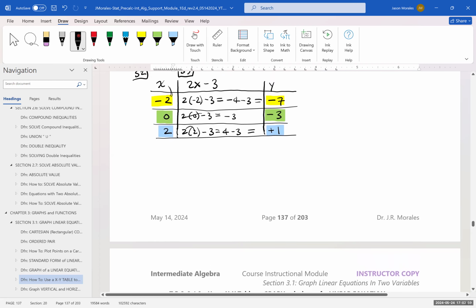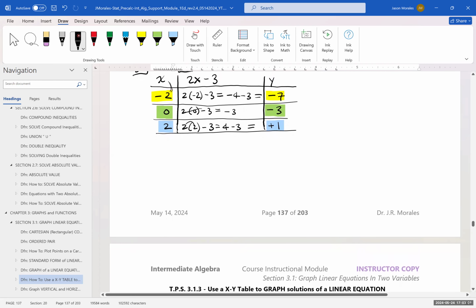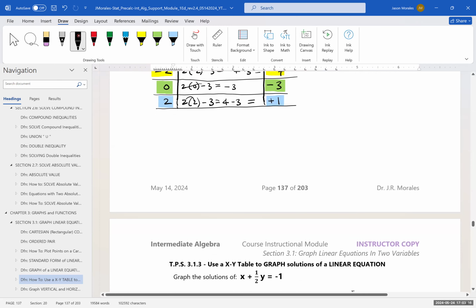But in my solution that I'm going to show you, I set up my XY table a little differently, in a little more compact form. It's not a better way, it's just a different way, and I'm just showing you a different way. It's for you to decide which you like better.